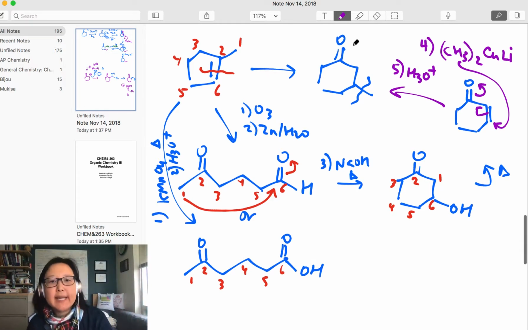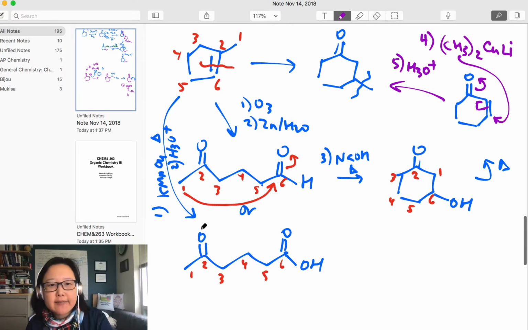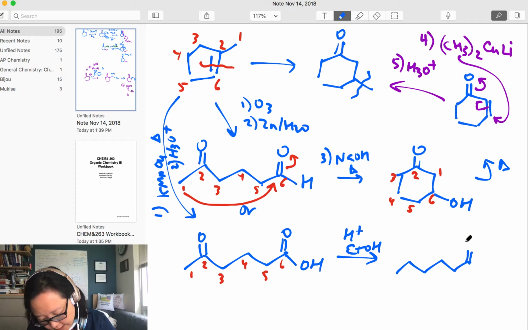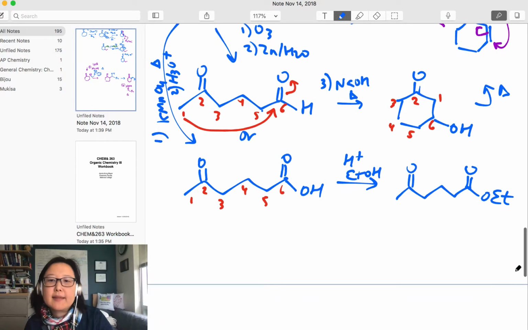Another possibility is you could do the oxidative cleavage to here. The problem is with NaOH, it'll take this hydrogen instead of doing an enolate, because this is way more acidic. So something you can do is you could change that into an ester. So we could do H+ and EtOH. Or you could do SOCl2 and ethanol as well. Okay, SOCl2 and ethanol as a follow-up.